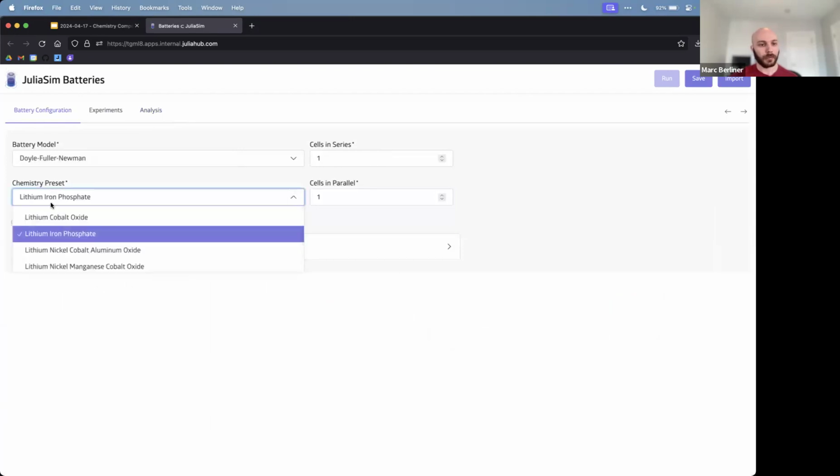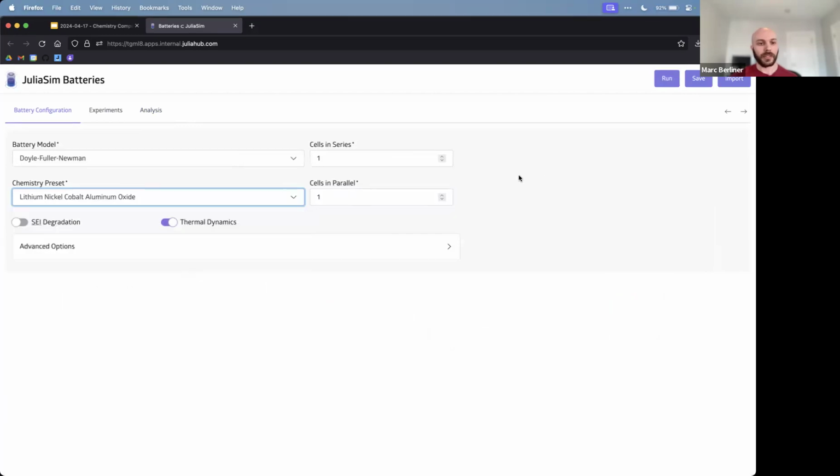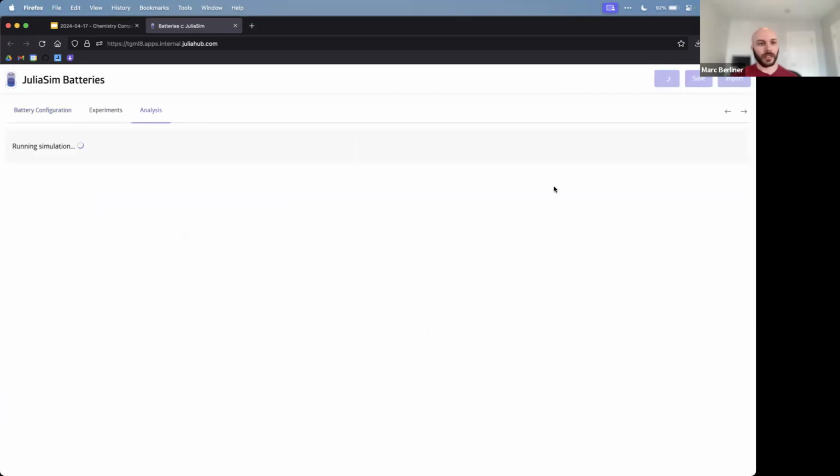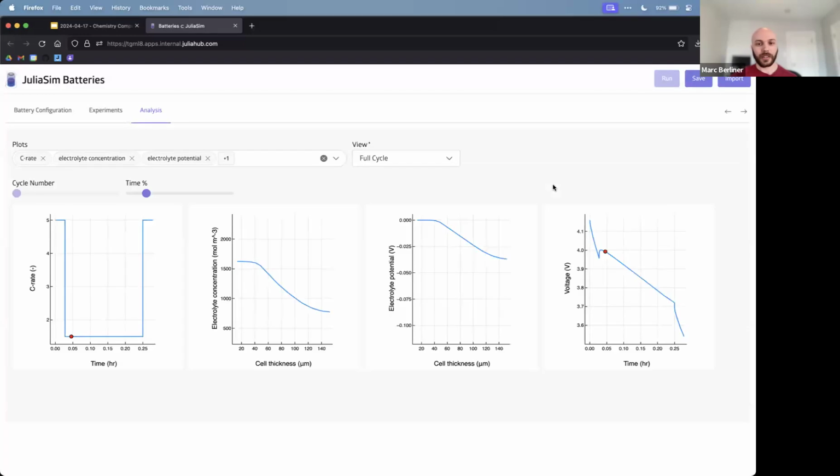And we can also, just like we did in the other experiment, swap out what chemistry we're using. So from an LFP cell, I'm going to swap it over to an NCA cell. And all you have to do is hit run, and in a few seconds or so, we can get a brand new simulation showing all the results for our system. We can look again at the various charge and discharge protocols, we can look at the electrolyte concentration and see how these parameters and how the various chemistries affect our system.